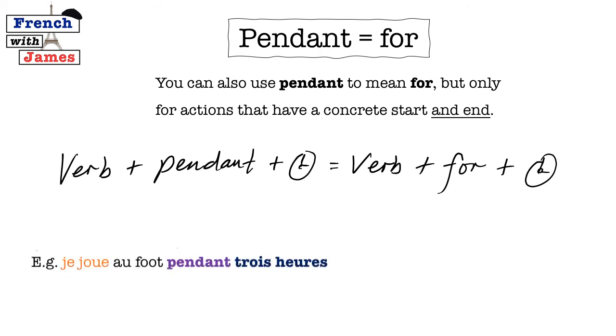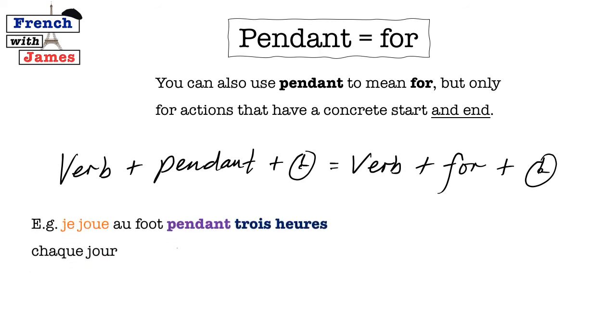Par exemple, je joue au foot pendant 3 heures chaque jour. I play football for 3 hours each day. So je joue, I play, in English, I play. So there's no weird changing of tenses going on here. We just use the same one in English that we used in French. And this has the idea that we start playing football, and then 3 hours later we stop playing football every day. Instead of I have been playing football for a period of time up to now.